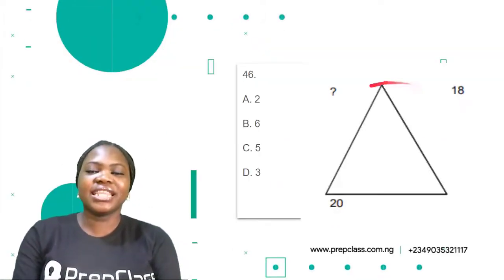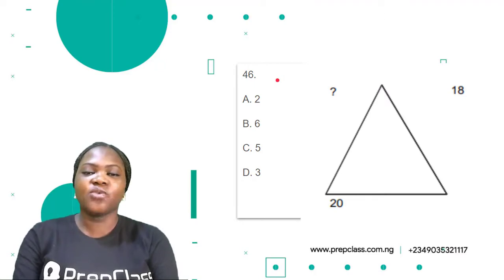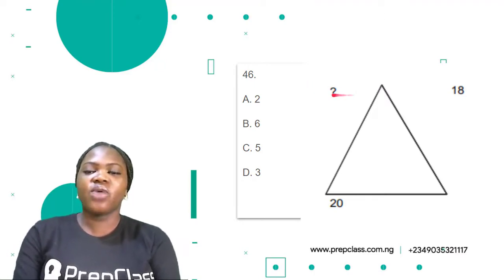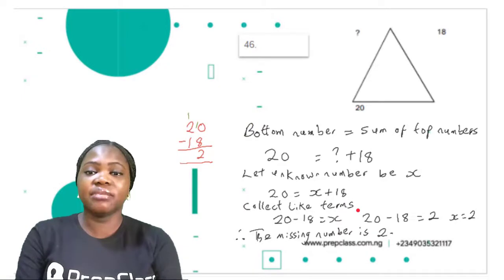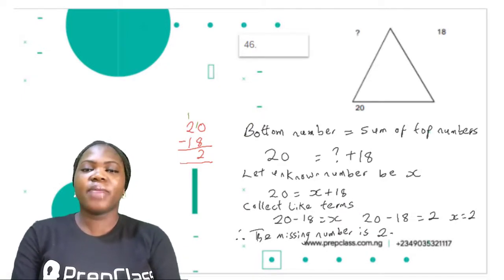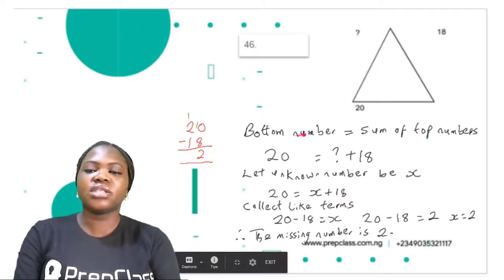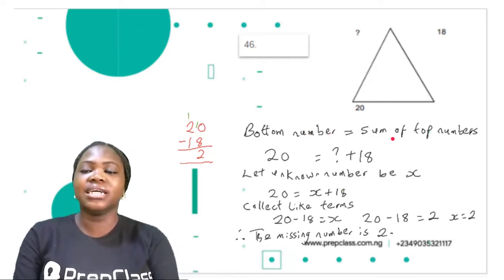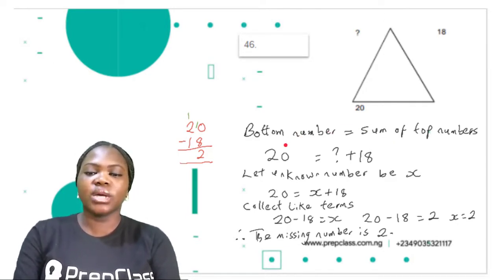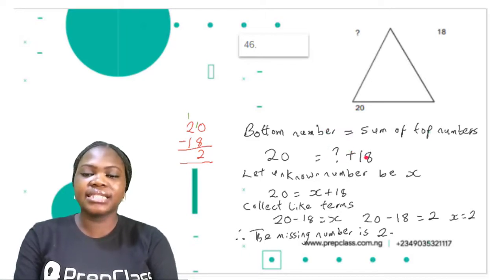So the first question in this video is question 46. One of the top numbers is missing. One is given as 18 and the bottom number is 20. So how do we get the missing top number? Remember, in the samples, the bottom number is the sum of the top numbers. To get the bottom number, we just add the top numbers. So the bottom number 20 equals the sum of the two top numbers. One of them is missing, plus 18.